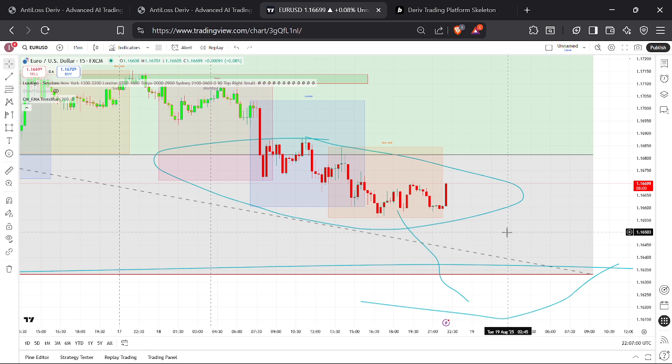I'm going to be dropping more analysis on more instruments like the Nasdaq. So the next thing that I'm going to be looking into is NAS 100.